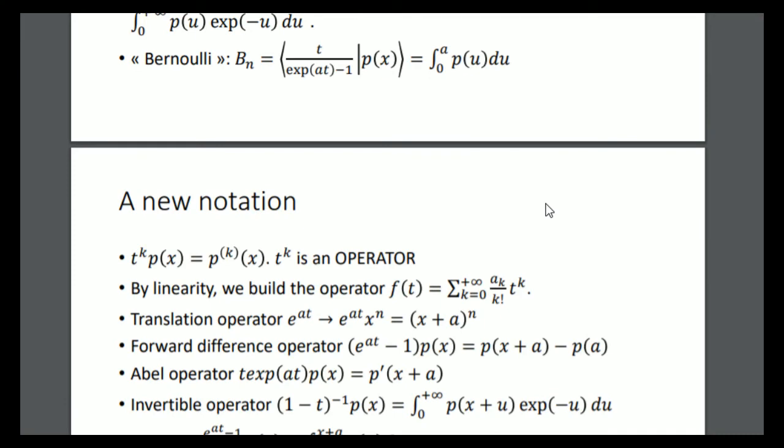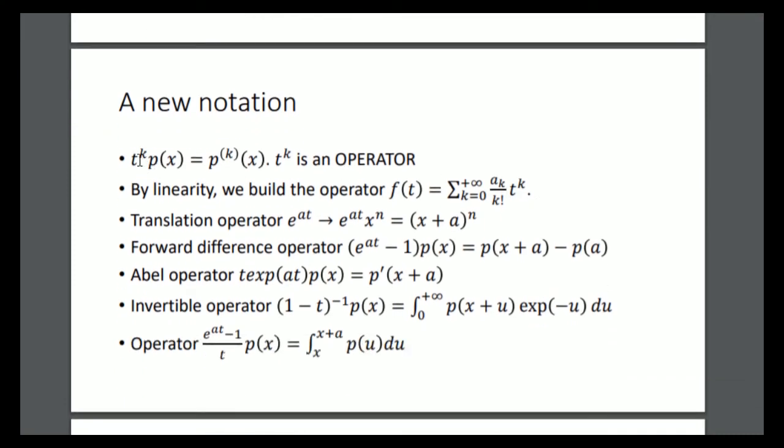Okay, so now we'll consider a new notation, t to the power of k, on the k variable applied to the polynomial p of x, represents the kth derivative of the polynomial with respect to x. So t to the k now represents an operator. But by linearity, we can express the operator f as a sum of the operators t to the k. So we will have a polynomial of operators that we can just treat as a regular polynomial.